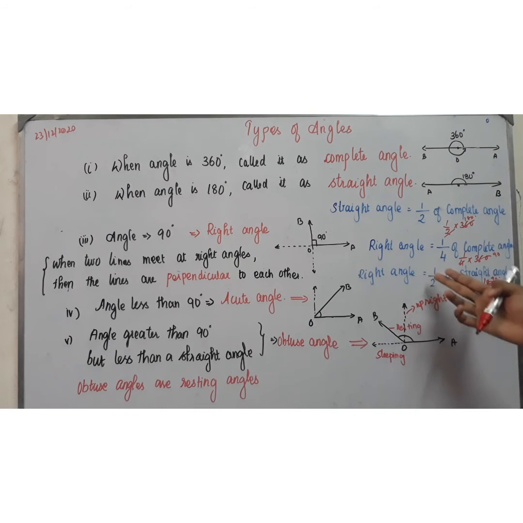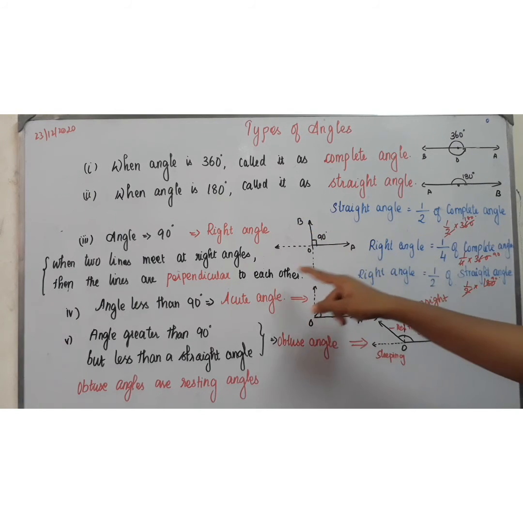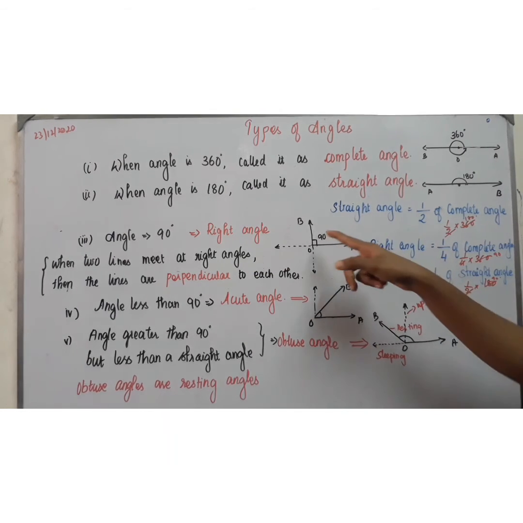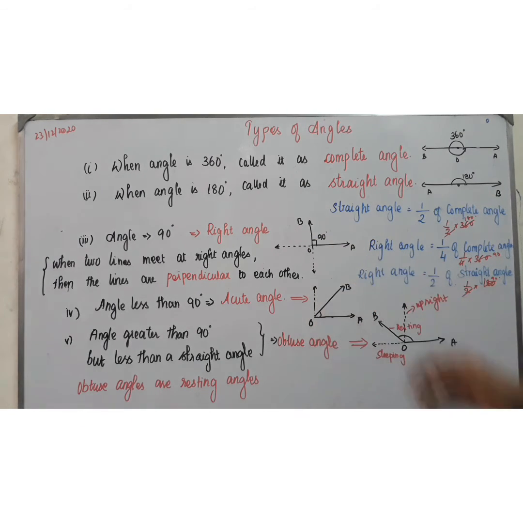Okay, so right angle is equal to 1 by 2 of straight angle or 1 by 4 of complete angle. And one more thing, when two lines meet at right angles, if this is one line and this is one line, it meets at right angles, then these two lines are perpendicular to each other. When two lines meet at 90 degrees, we call these two lines perpendicular to each other.